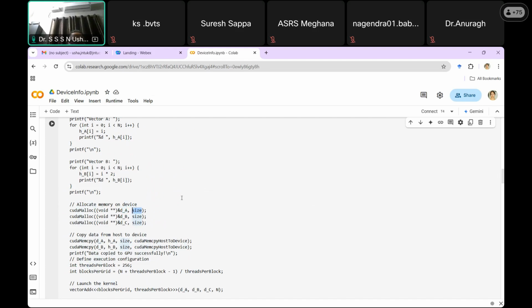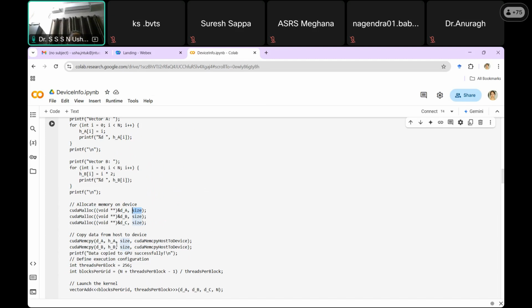Once that is done, we already have the data on the host. What do we want to do here? A is a one-dimensional array, B is a one-dimensional array. I want to add these two and save the result to C. Actually, this is the objective.